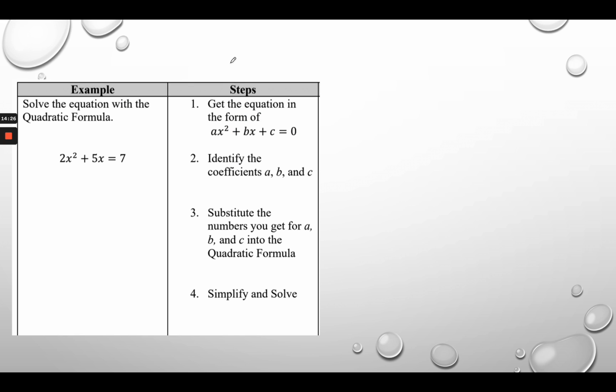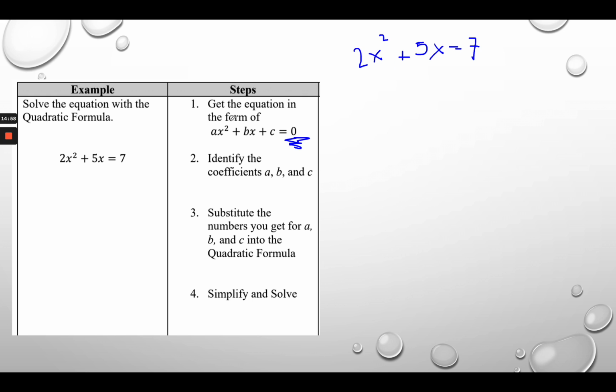When you use the quadratic formula, these are the 4 steps that you're going to follow. First, get the equation in the form ax squared plus bx plus c equals 0. So essentially you need one side to equal 0. This one does not equal 0, so let's do that first. Our original problem is 2x squared plus 5x equals 7.